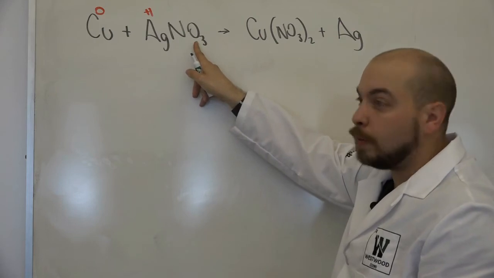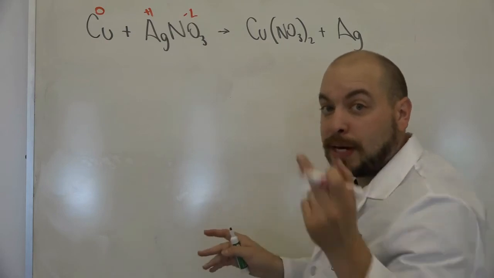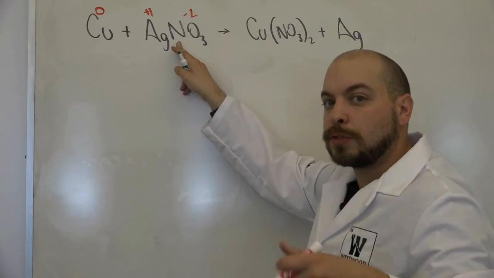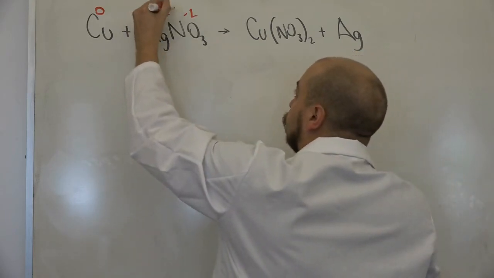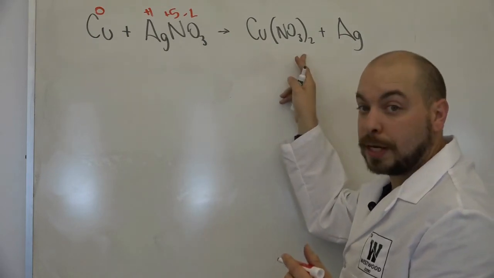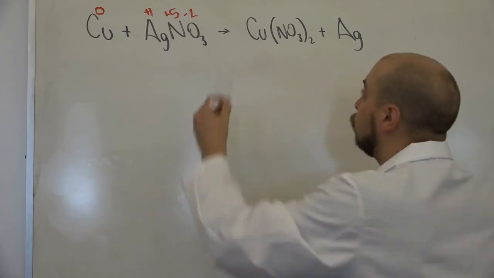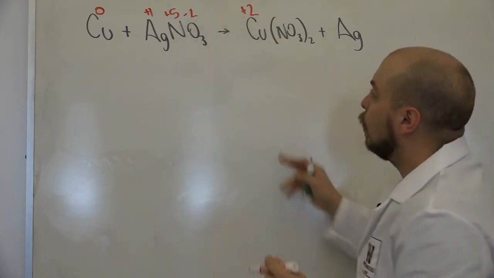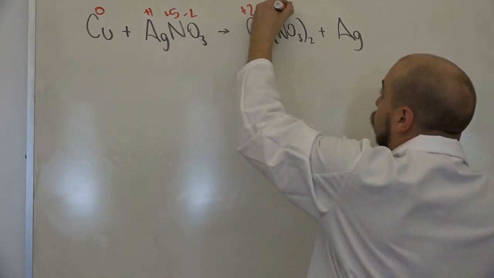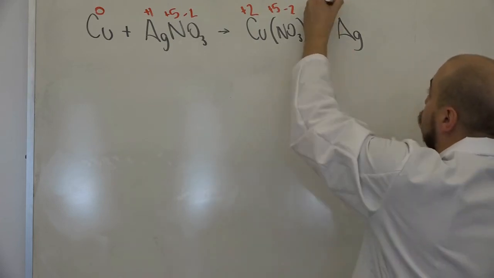Therefore, the oxygen is going to be -2 each. Times 3, that's -6. Nitrogen in this case has to be +5 in order to get us to our charge of -1. Copper in this case is going to be +2 because remember each nitrate's -1, so therefore it's -2 from the nitrate, must be +2 from the copper. Nitrogen again +5, and oxygen still -2, and the silver here in its elemental form is 0.